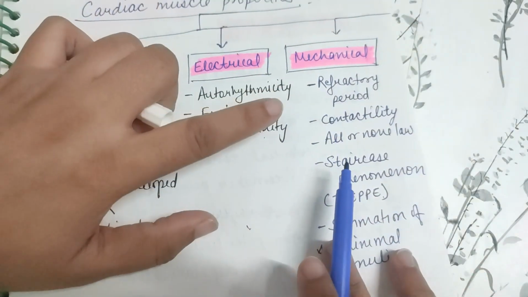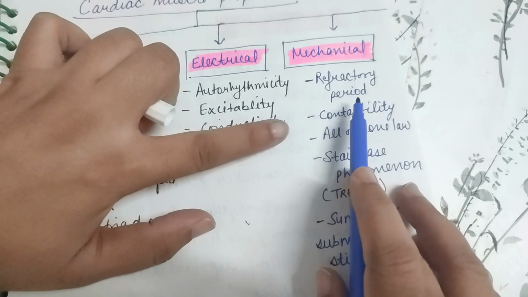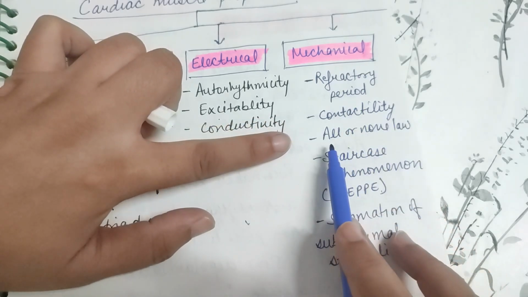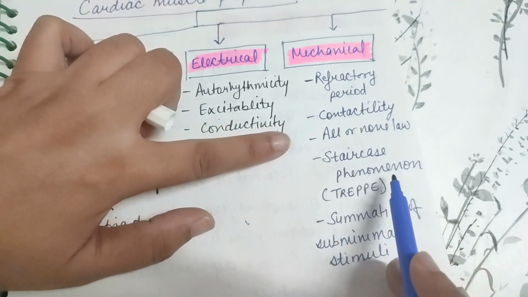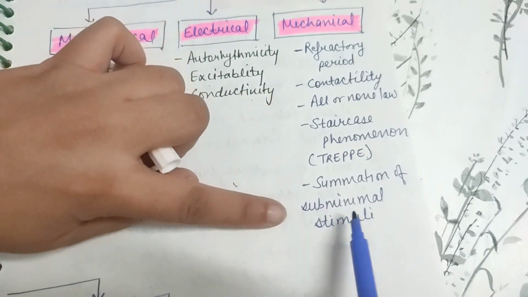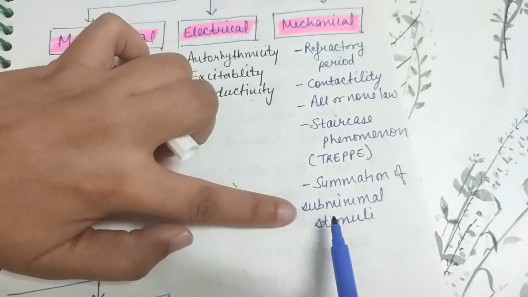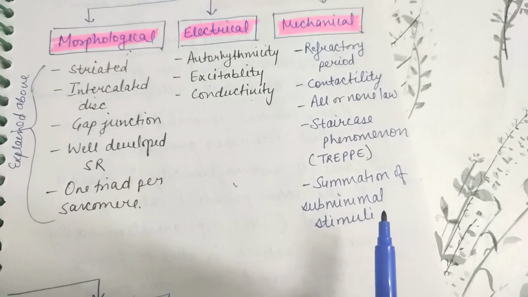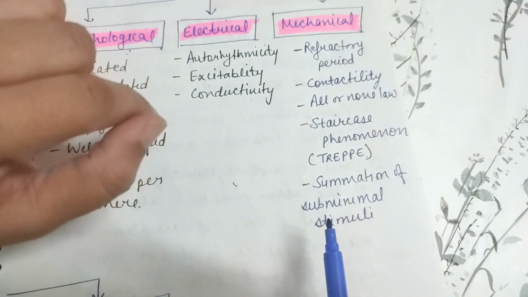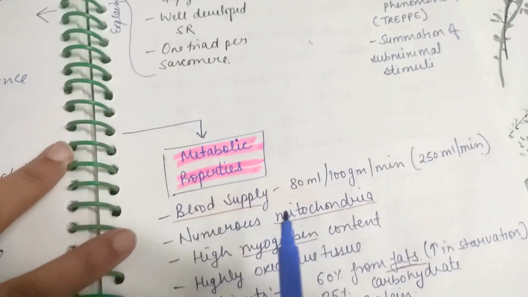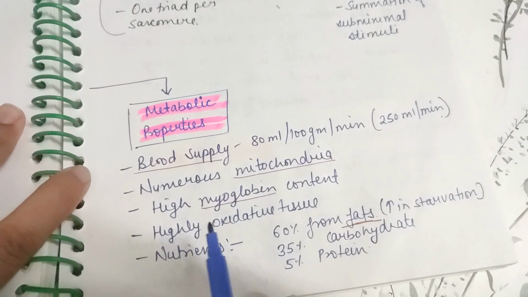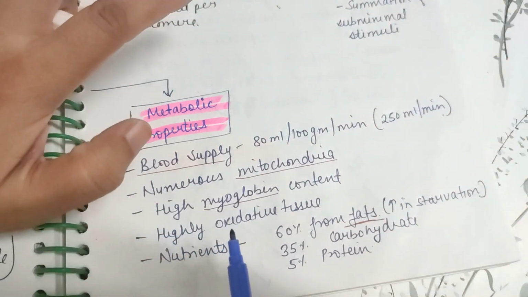Next is mechanical property, in which we'll be talking about refractory period, contractility property, Bowditch staircase phenomena and summation of subliminal stimuli. These are the properties which we should explain in detail whenever this question comes. But when we talk about metabolic property, you can actually leave this component if you want.